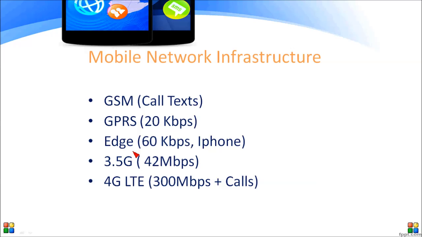Edge was also a 2G technology that came with the first iPhone. So we actually browsed the internet on the first iPhone at 60 kilobits per second. And things, well, not suddenly, but over a few years jumped to 3.5G, which reaches up to 42 megabits per second. And now we have 4G LTE, which reaches up to 300 megabits per second.